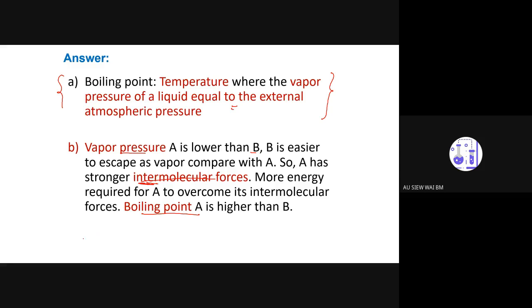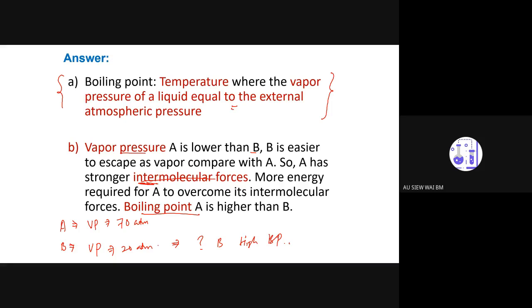Let's say for example, they give you A and B, both compounds. They give the vapor pressure: this one is 70 atm, and this one is, katakan, 20 atm. And they ask you, explain why B, so vapor pressure B is lower kan? Explain why B has a higher boiling point. If they ask you, tolong explain why, mengapa B has a higher boiling point.